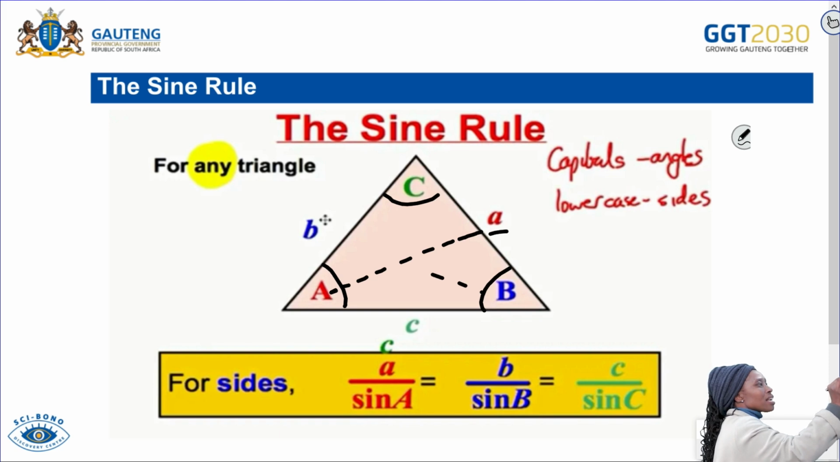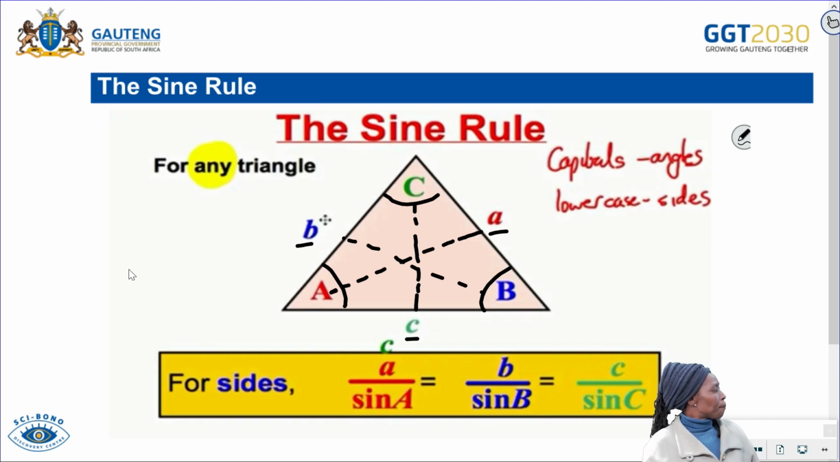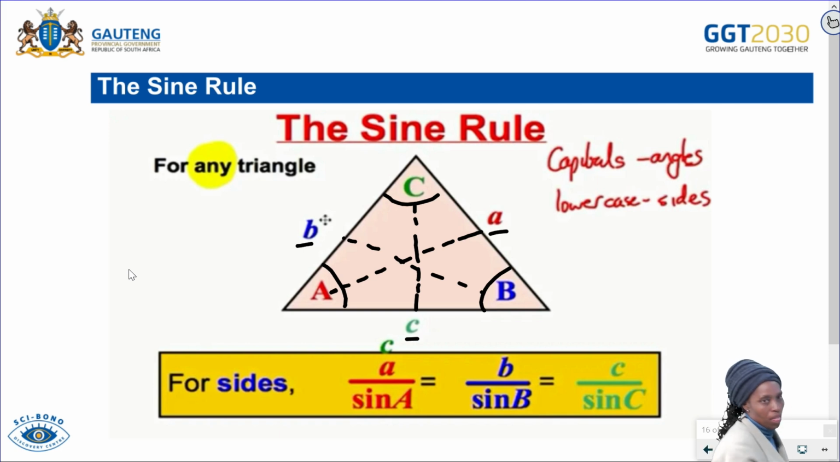This one is opposite angle B, so I use small letter b. This one is opposite angle C, so I use small letter c. For sides, a over sine A equals b over sine B equals c over sine C.